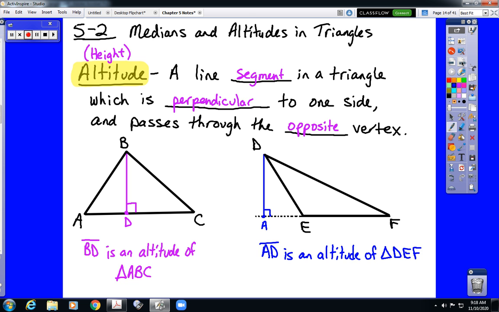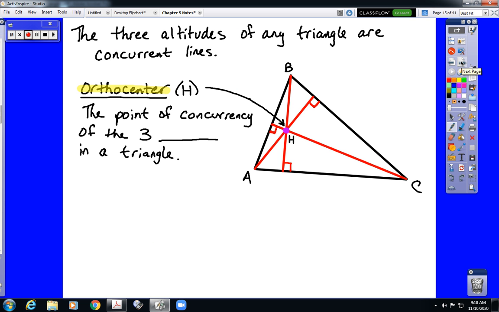What is the orthocenter, you ask? Well, the orthocenter, that would be the point of concurrency of your three altitudes. This is usually referred to with the letter H. Letter H is what we use to represent the orthocenter in higher level mathematics. It's worth noting that the orthocenter can exist inside or outside or on the triangle itself, depending on what kind of triangle we are looking at.